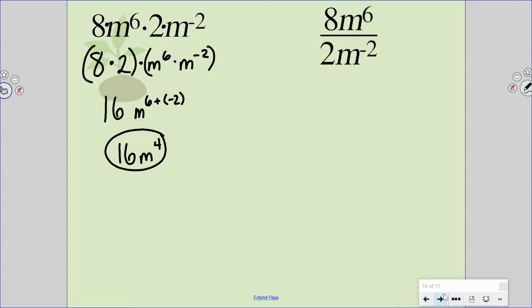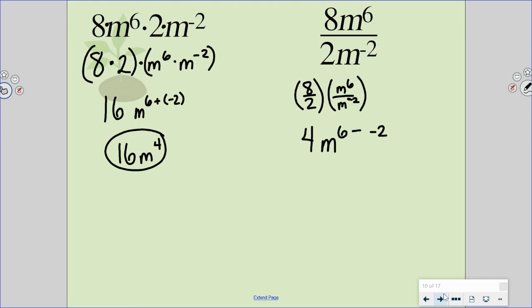All right, what about division? Well, I would venture to say, why don't we just rewrite it as 8 divided by 2 and m to the 6th divided by m to the 2nd? Excuse me, that's a negative second. That's going to be important in a moment. 8 divided by 2, not a big deal, but remember what happens when we divide powers? We simply take the 2 exponents and we subtract them.